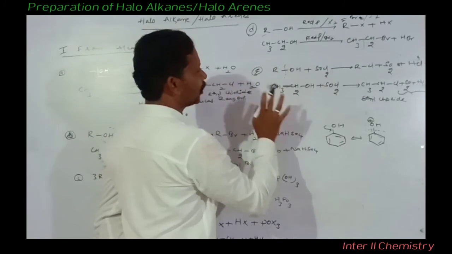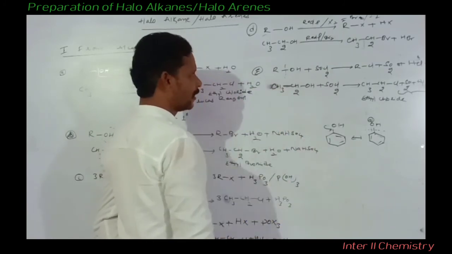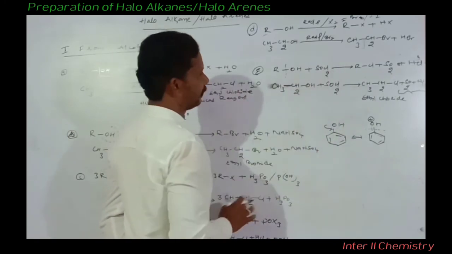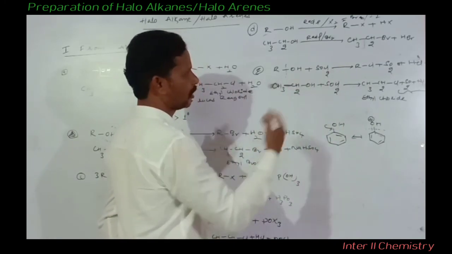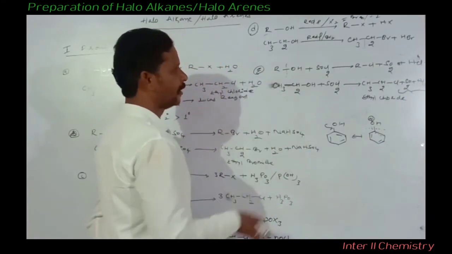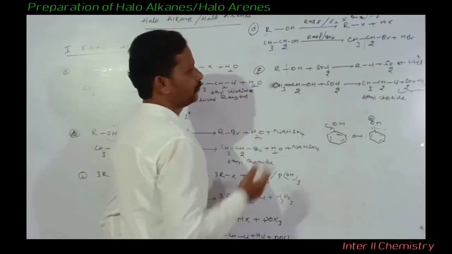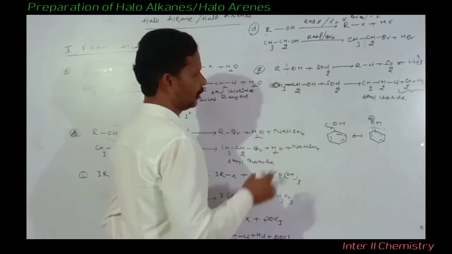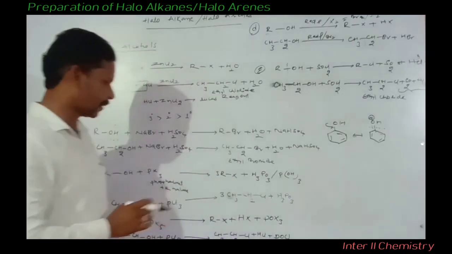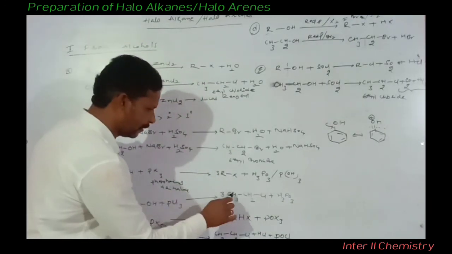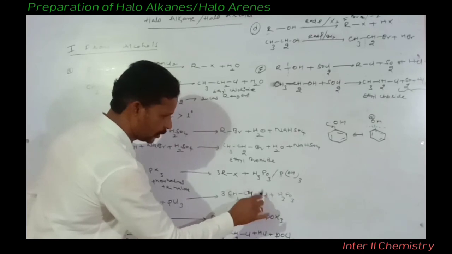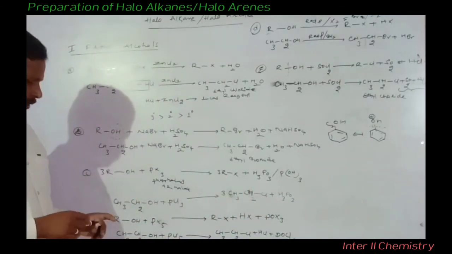But overall, the best method is alcohols reacting with thionyl chloride for the preparation of chlorides, because the sulfur dioxide and HCl formed in the container are easily removed. So that's why this is the best method. I think you understand this one. Is there any doubt you may ask? It is CH2Cl, right?